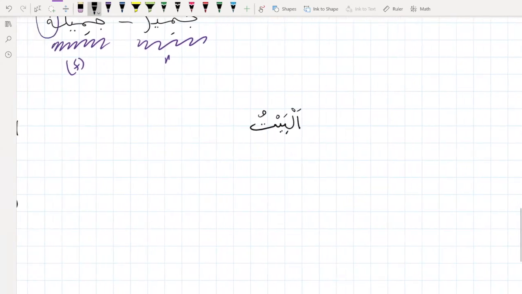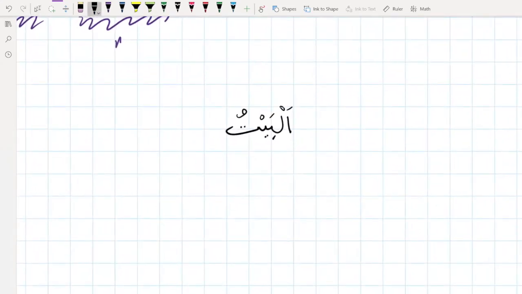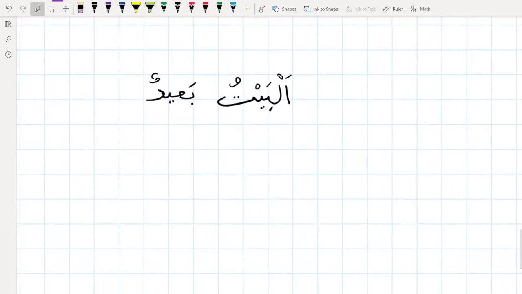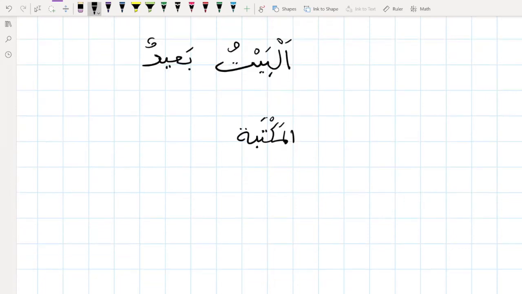Al-baytu. I want to say the house is far. Ba'idun. Al-baytu ba'idun. Okay. The house is far. Al-maktaba. Al-maktabatu. What? How? What would we say here?